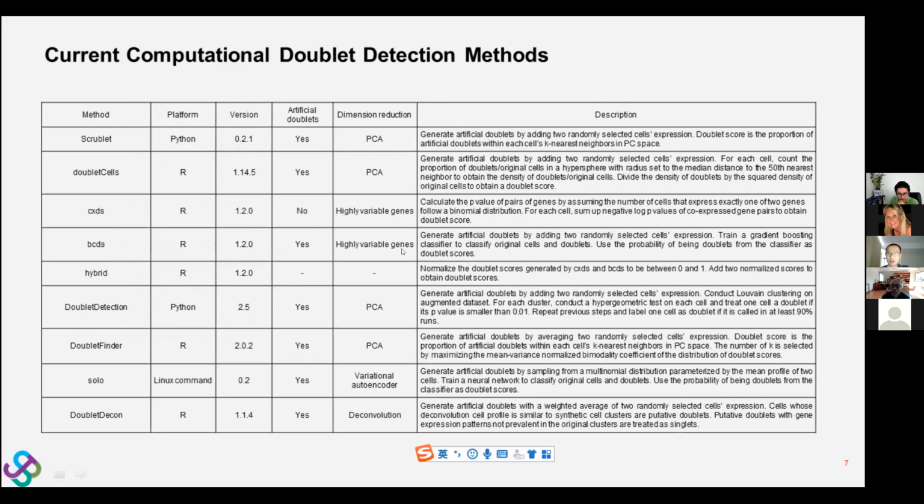Currently we have about 10 different computational doublet detection methods, and their designs are based on different algorithms, different languages, and different platforms. In the field, there is no benchmark study that evaluates all those methods so that we can give downstream users guidance about which method is better for their analysis. That's our motivation: we want to do a systematic benchmark to see which method can perform better based on users' needs.